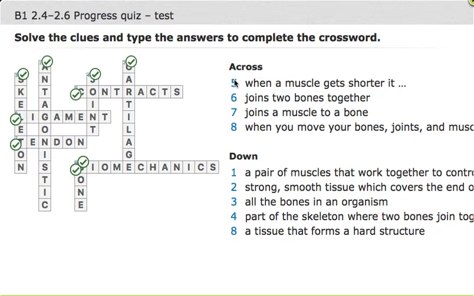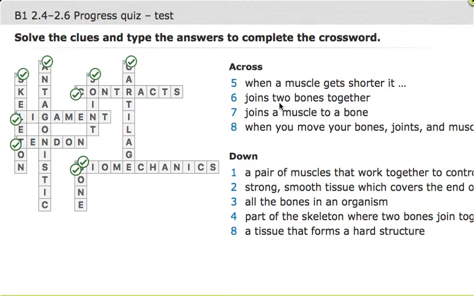Number 5, across. When a muscle gets shorter, it contracts. Okay, we have contracting and we have relaxing, and we were talking about antagonistic pairs. When one of them contracts, the other one relaxes. One of them gets shorter, the other one gets longer.